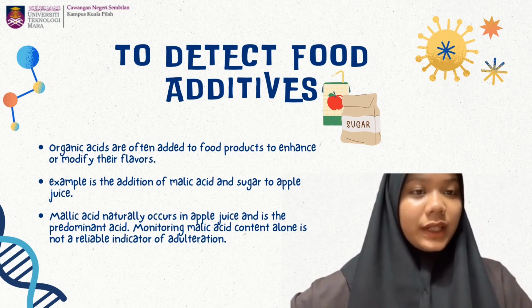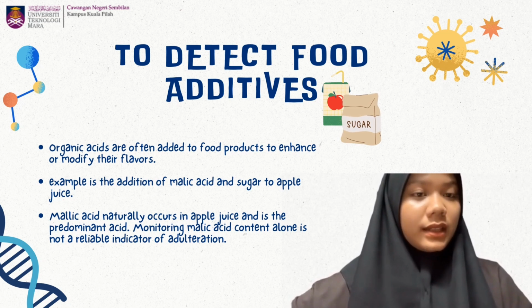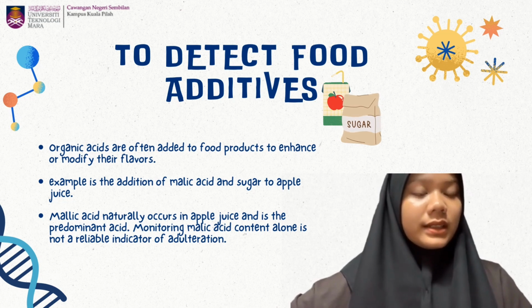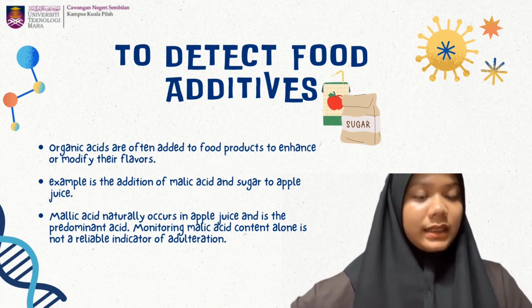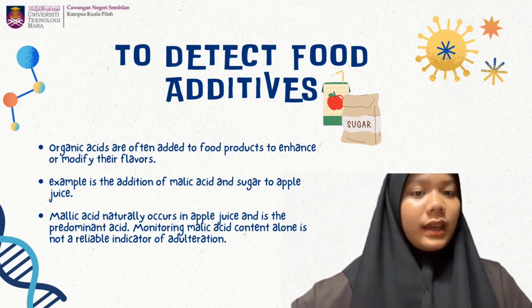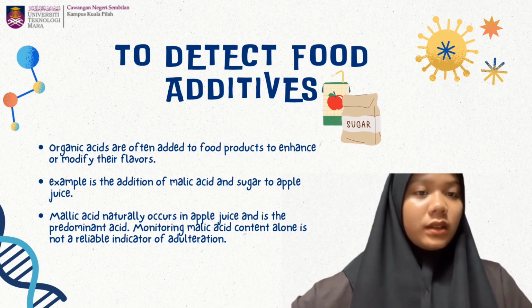Organic acids are often added to food products to enhance or modify their flavors, or to make the products more palatable and more acceptable to consumers. One such example is the addition of malic acid and sugar to apple juice that has been diluted with water to extend volume. This restores the sugar and acid content and satisfies customer taste. Malic acid naturally occurs in apple juice and is the predominant acid. Therefore, it is sometimes difficult to detect adulteration because the level of natural malic acid varies greatly.